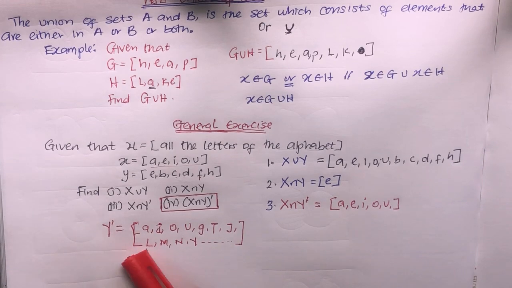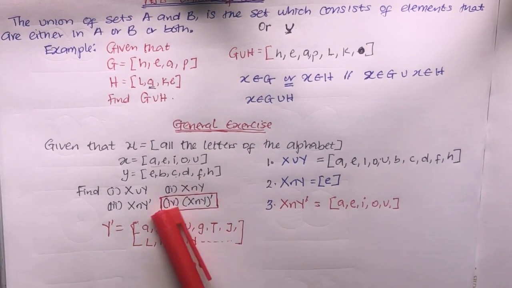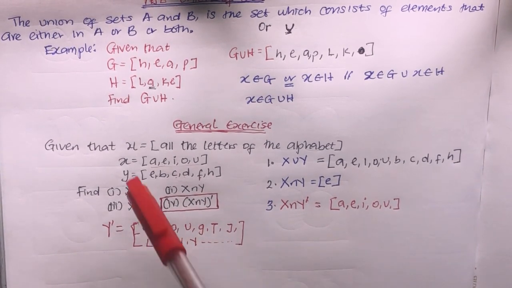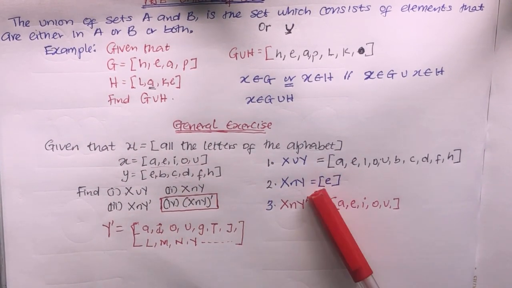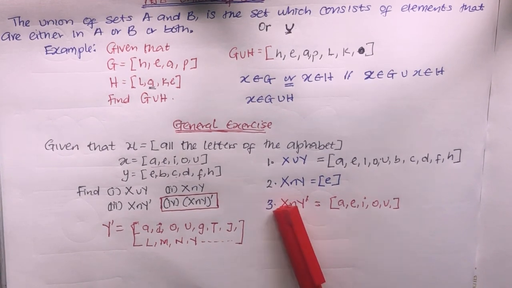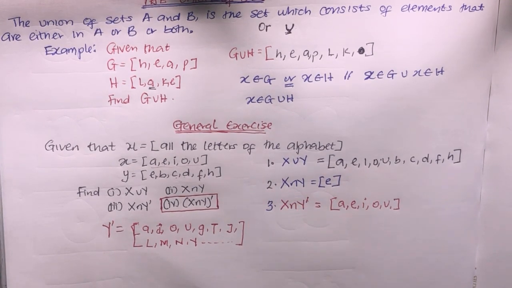Y complement are elements that are in the universal set, but they are not found in Y. But if you look at this, X intersection Y complement still means X only. You understand that? Because if I write out all my Y complement, the elements that are found in both X and Y complement are A, E, I, O, U, which is X only. That's just it.